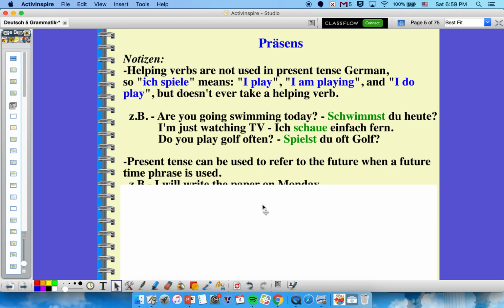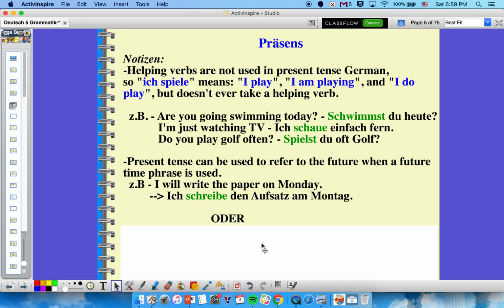So the last point on present tense is that it can be used to refer to the future when a future time phrase is used. So I will write the paper on Monday could be Ich schreibe den Aufsatz am Montag. And you don't have to have I will write. It could just be Ich schreibe, and you know it's on Monday because you have am Montag in there. But you also could use the future tense. So unsere andere Option ist Ich werde den Aufsatz am Montag schreiben. And that brings us into the future tense.